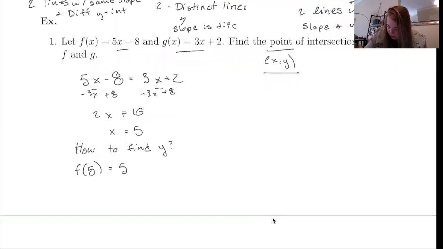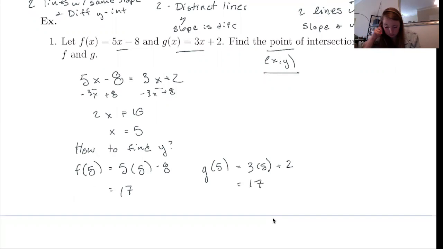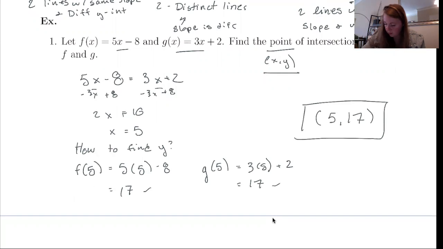So I do 5 times 5 minus 8. So 25 minus 8 is 17. What about g of 5? Just to check, we'll do 3 times 5 plus 2 equals 17 as well. Perfect, so they both match. So my answer would be (5, 17). Great.